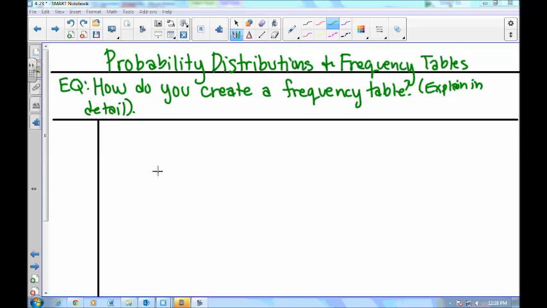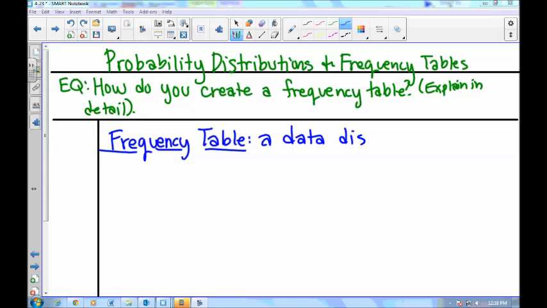Okay, there's 3 vocabulary phrases we need today. First, starting with what was that frequency table? Frequency table. Okay, a frequency table is a data display that shows how often an item appears in a category.